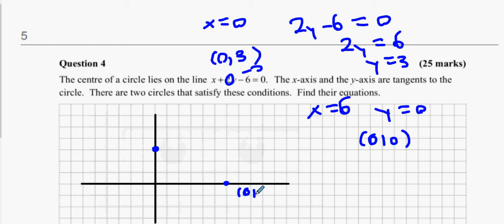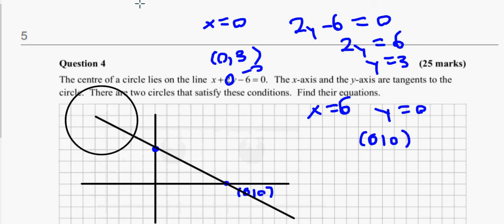Now, what I'm interested in here is that it says the x-axis and y-axis are tangents to the circle. And two circles satisfy these conditions, right? So it's something like this. It can be a circle of any size as well. So imagine something like this, and I can drag this along, or I can make it bigger or smaller depending on what I'm trying to do here.